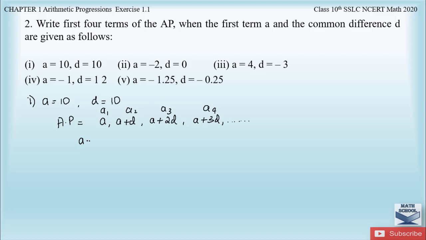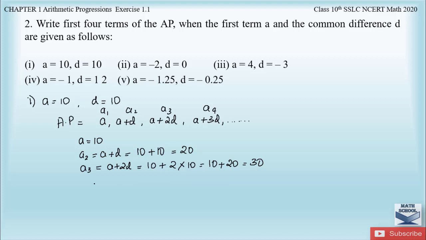The first term A is already given, that is 10. Now the second term A2 is A plus D. So A value is 10 and D value given is 10. So we get A2 as 20. Coming to our third term A3, it is A plus 2D here. So let us simplify, that is A is 10 plus 2 into D is again 10. So it is 10 plus 2 tens are 20, that is nothing but 30.